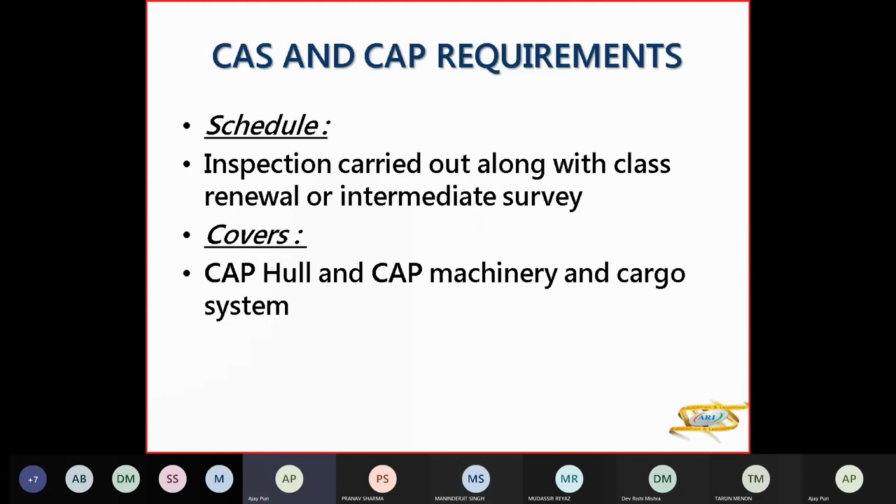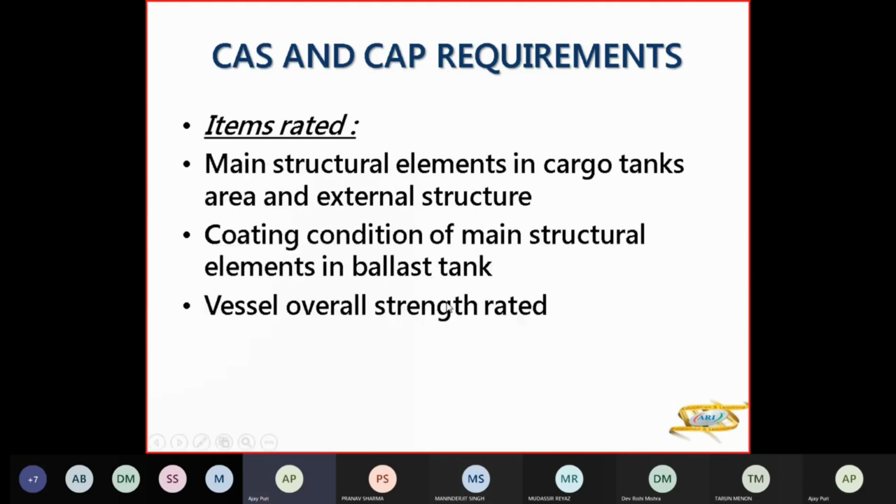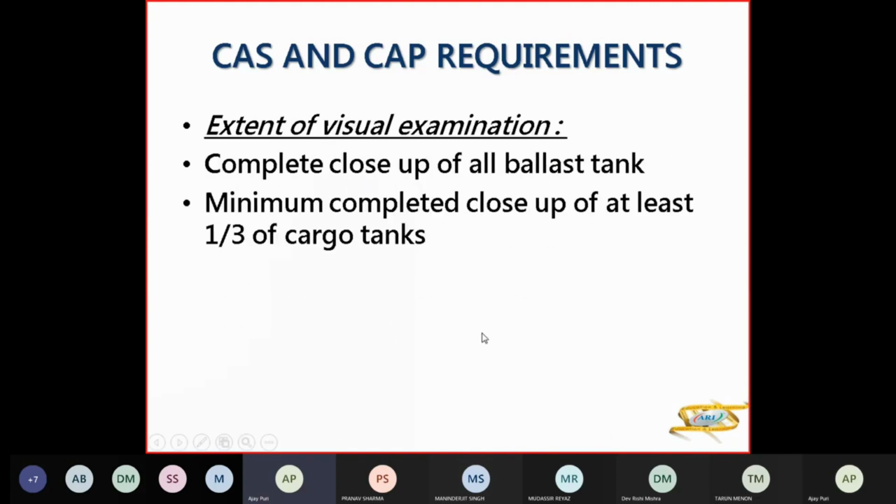Inspection carried out along with class renewal covers your CAP, hull and machinery and cargo system, और आपके cargo tanks, coating, strength, ये पूरा चेक होता है. Close-up examination क्या होता है, what is close-up examination, ये पता है. चलो, what is close-up examination. सर वो हैंड रीच में होना चाहिए, एग्जामिनेशन विजुअली. वेरी गुड. जो आपके हाथ से टच हो जाए, whatever you can touch from your hand and feel, not that you see from a drone or you take photograph, it is close-up.